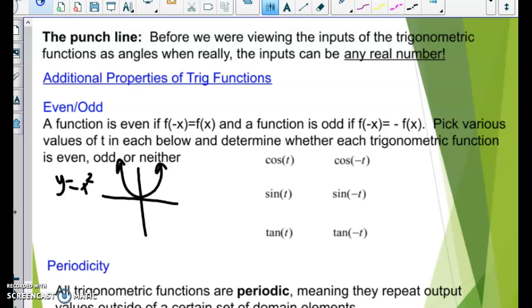And if it's an odd function, if you put in a negative value for it, the output changes to the opposite of it. Well, let's take a look at some of these graphs. We know that they are equal to each other because the cosine of pi over 4 is root 2 over 2, and the cosine of negative pi over 4 is also root 2 over 2. So we know that this is an even function.